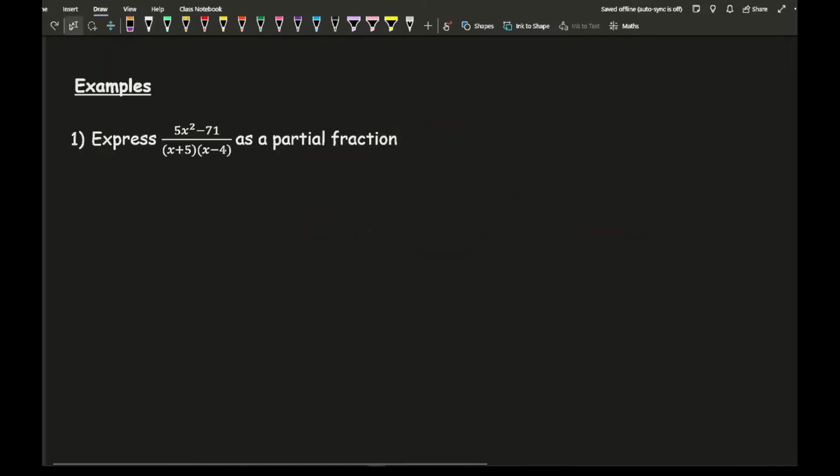So as always, the best way of doing this is going through an example. So in this particular case, I've got 5x squared minus 71 over, and I've got two linear functions. So I've got x plus 5, x minus 4. So what I'm going to do, start off with my hashtag 1, is to write my partial fraction. Because I've got degree of x at the top is 2, degree of x at the bottom is 2, therefore it's going to be an improper fraction.